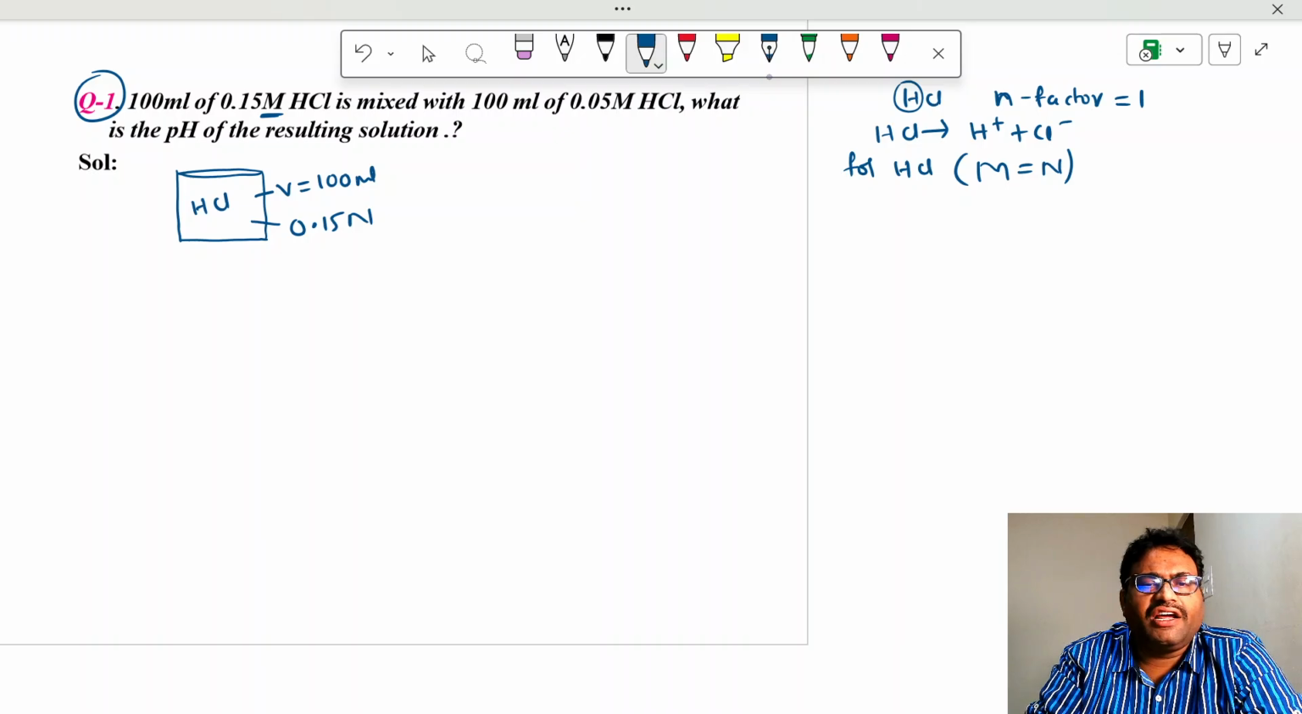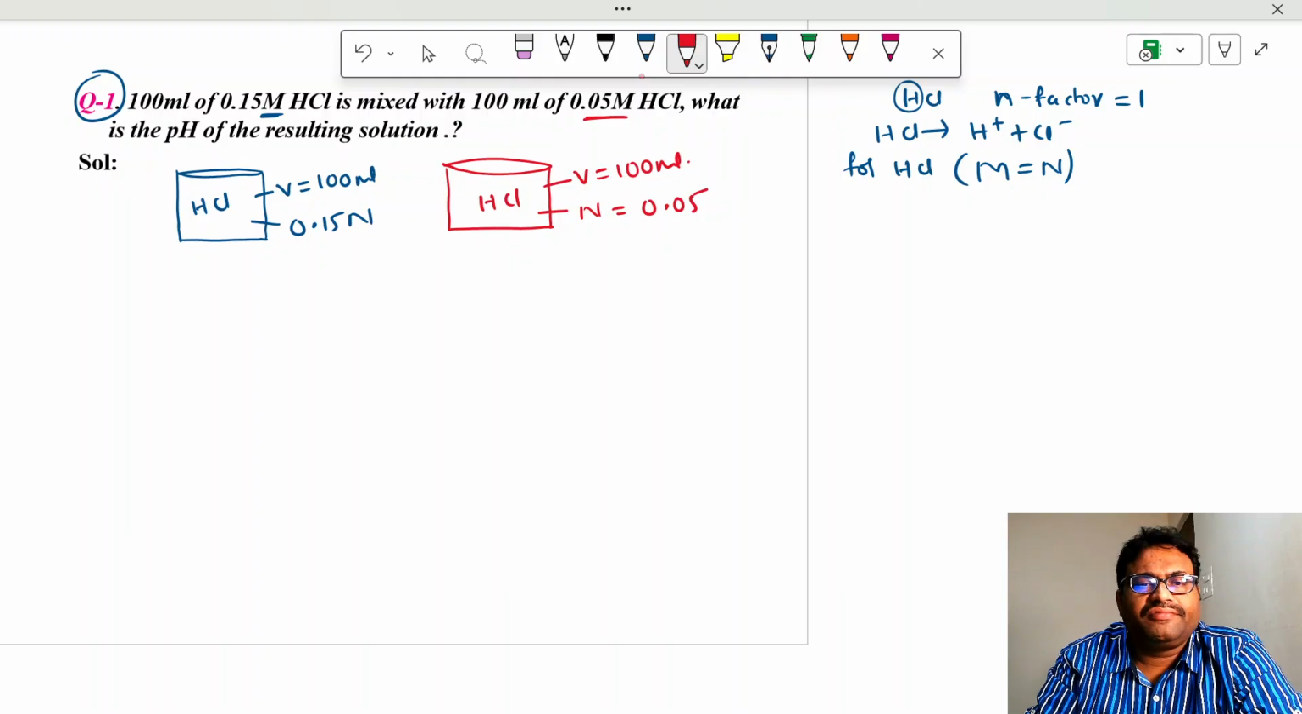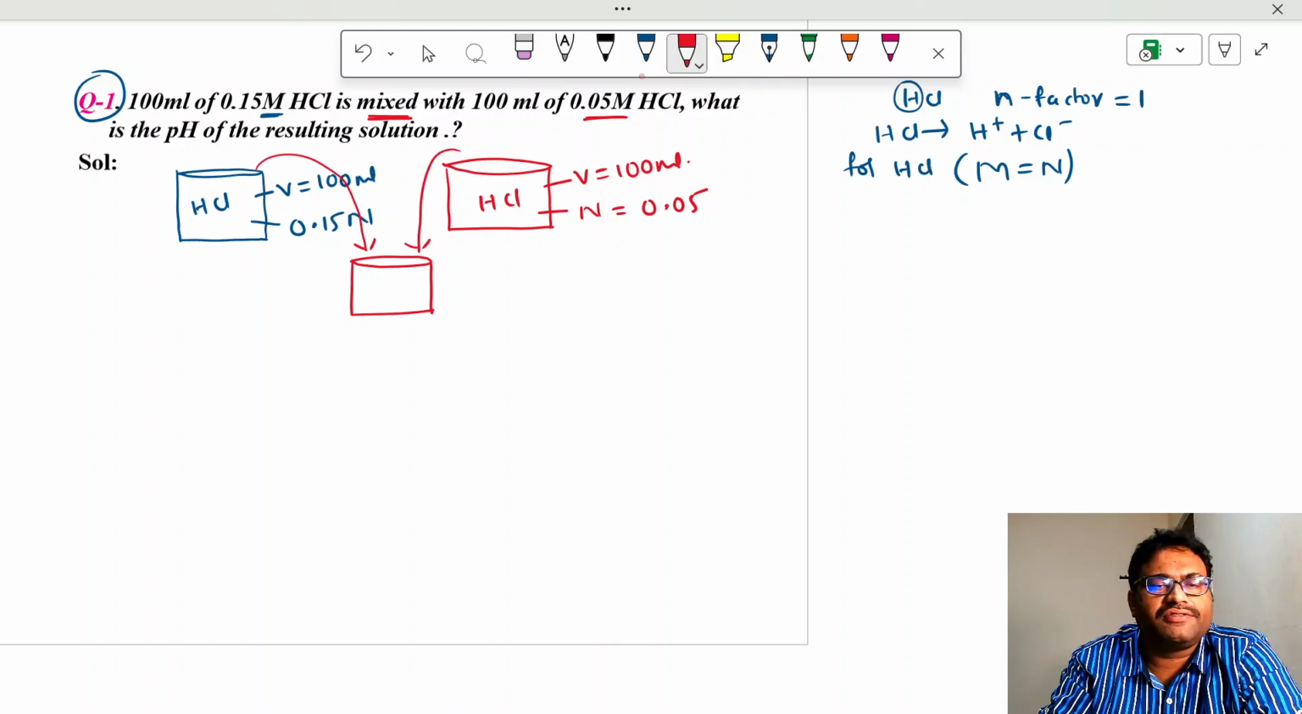Another HCl solution is given. The other one is also an HCl solution where its volume is equal to again 100 ml. Its normality is equal to how much? 0.05. So now it is mixed. Mixing means you are mixing this into this and this into this. So total volume V mix will be equal to V1 plus V2.